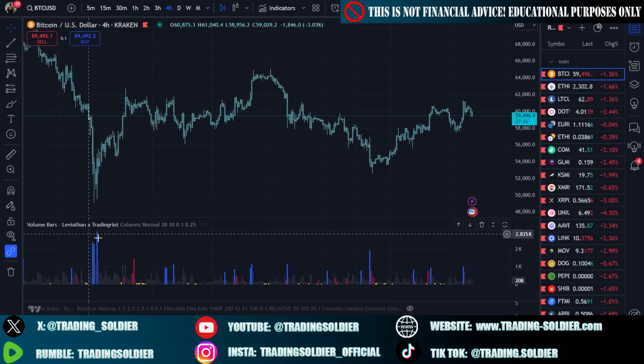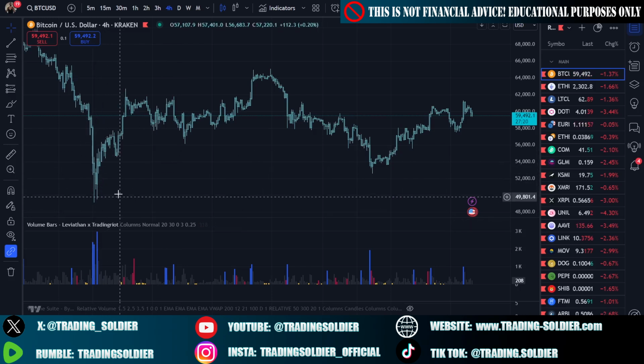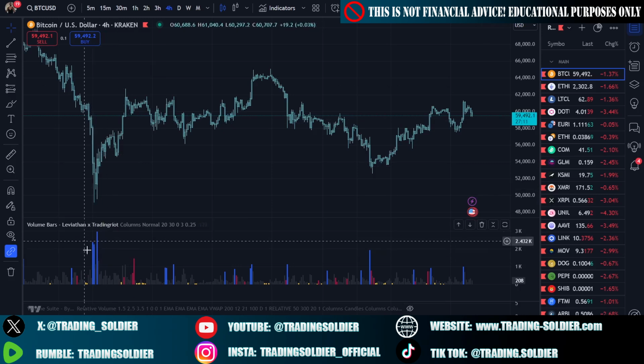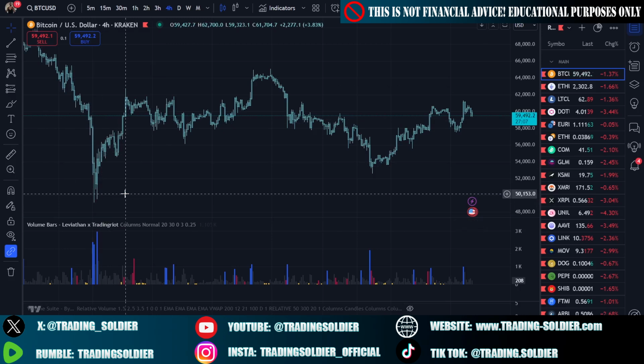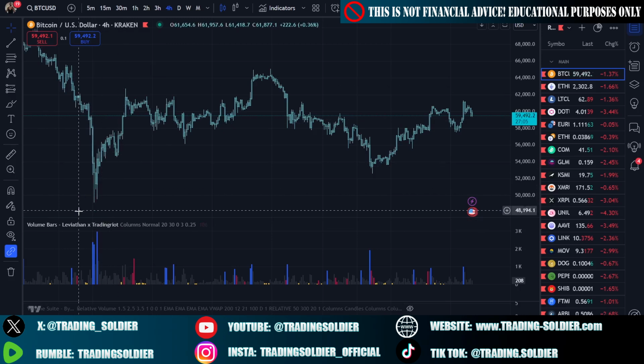This Volume Bars indicator is a volume indicator that uses the relative volume to display areas in the chart, or swing levels, swing lows and swing highs, that can often lead to a market reversal, to a trend change in the market, by displaying the signal on the relative volume or the volume bars indicator. So in this video I'm going to show you how to use this indicator in your trading strategy, what the features of this indicator are, and how you can load it into your TradingView charts.